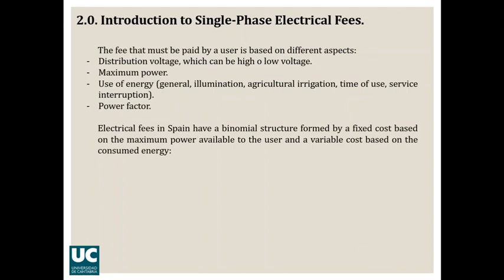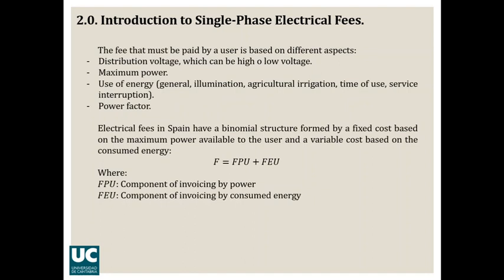All electrical fees in our country have a binomial structure that consists of a fixed cost, which is based on the maximum power available, and a variable cost that depends on the consumed energy. So here you have the expression that takes into consideration the component of invoicing by power, which is the first one, and the component of invoicing by consumed energy, which is variable as we have said.